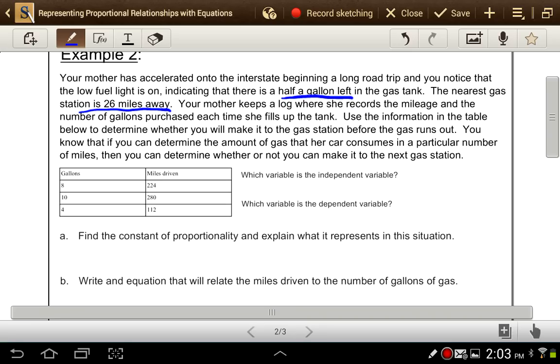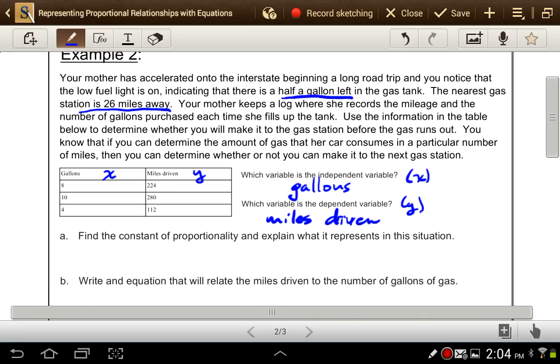Here's our table. I know it's kind of small, but 8 gallons, 224 miles driven; 10 gallons, 280 miles driven; 4 gallons, 112. What is the independent variable? That is going to be our x variable. When I look at the chart, the gallons is our x, so the gallons is our independent variable. However many gallons of gas we have in our car is going to determine how many miles we have driven. Miles driven is our dependent variable. It's miles per gallon. Miles is controlled by how many gallons of gas that we have. So miles is the dependent, our y variable, and gallons is our independent variable, our x variable.